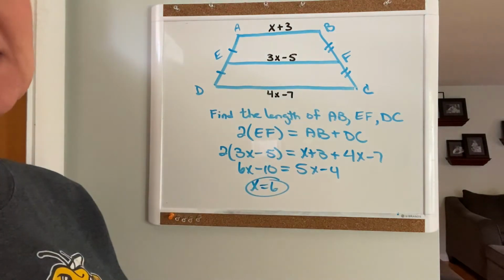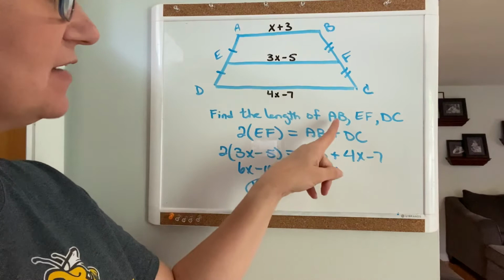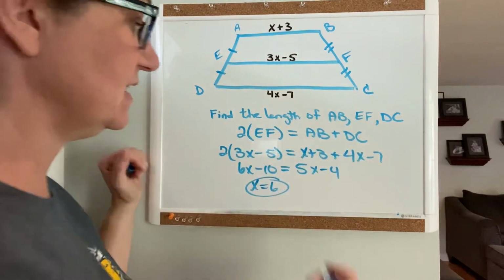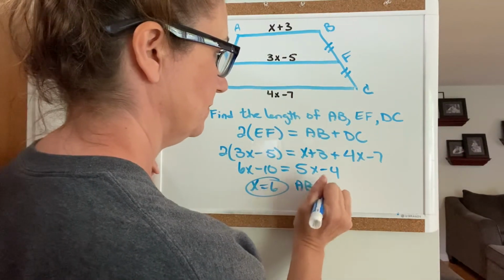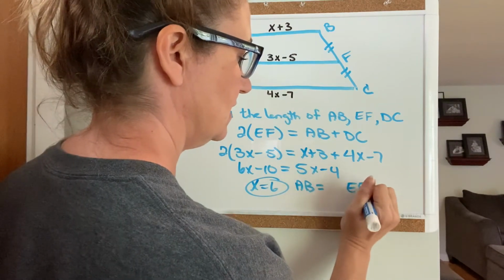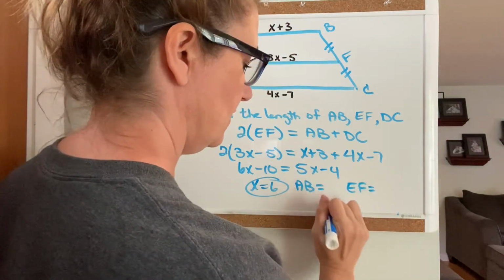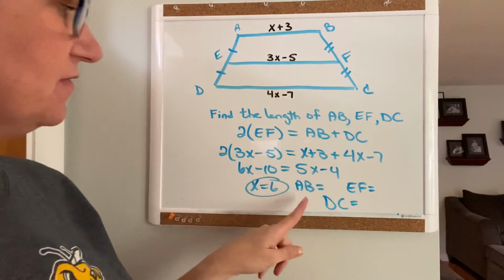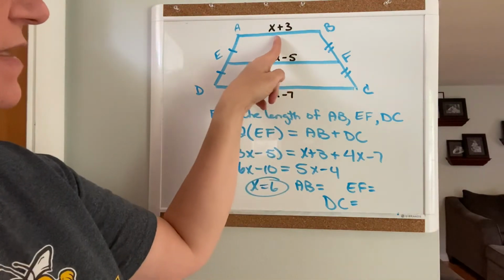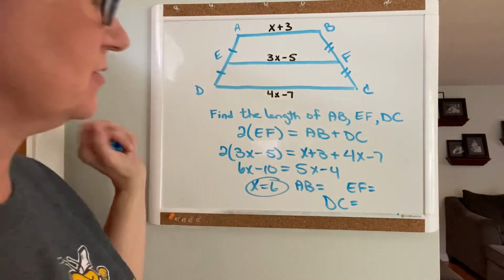But you are not done here. I asked you to find the length of AB, EF, and then DC. So to find the length of AB, just plug 6 in for x. So 6 plus 3 is 9.